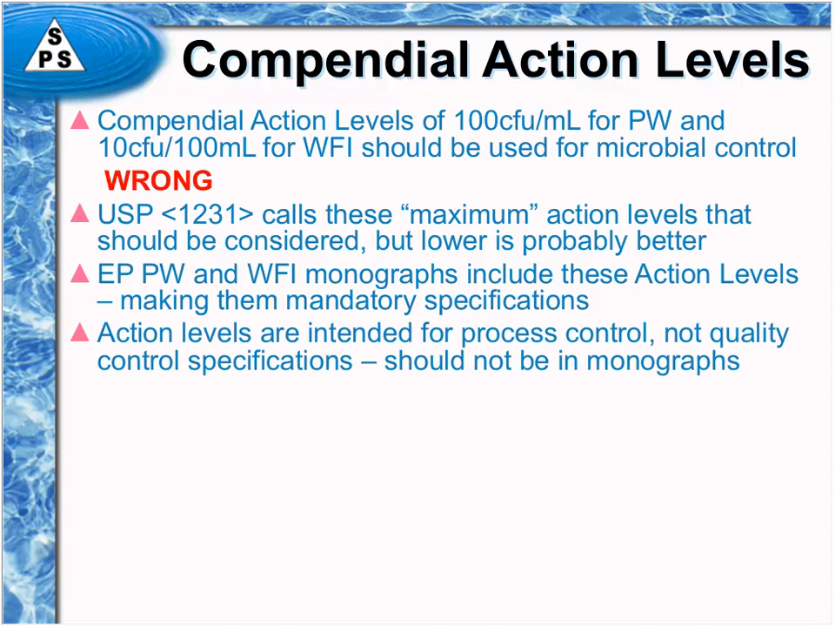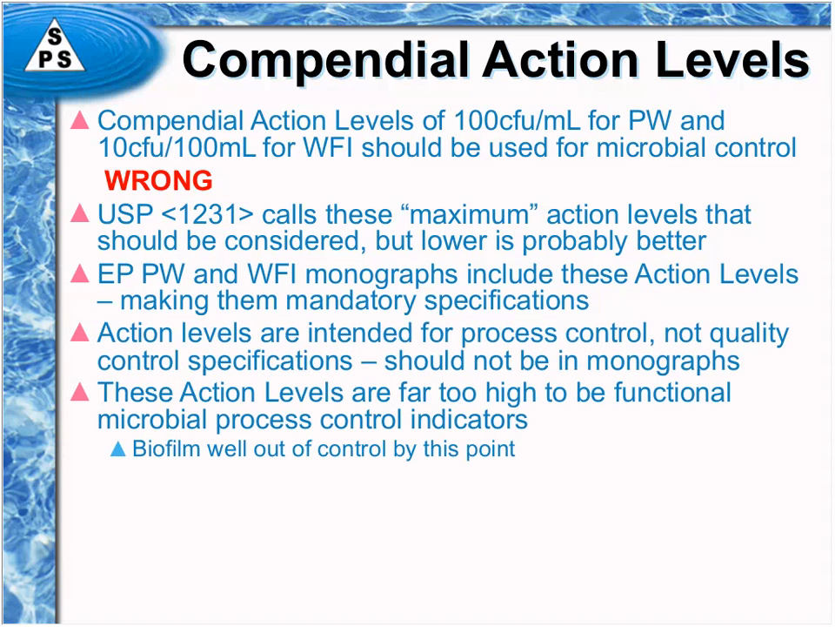So in spite of the fact that the name and the word action level is intended for process control and not quality control, finding it in the monograph makes it a quality control specification. And in fact, regulatory interpretations are that those numbers are specifications. Why else would you be expected to do an OOS investigation if you were to exceed those numbers? What does the S stand for of OOS? Specification. And what's a specification? A pass-fail number. So these numbers might wind up being basically way too high to be a functional microbial process control indicator.